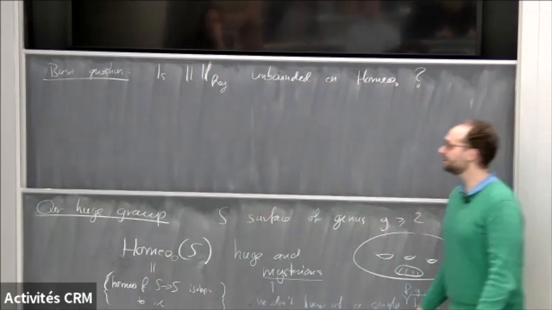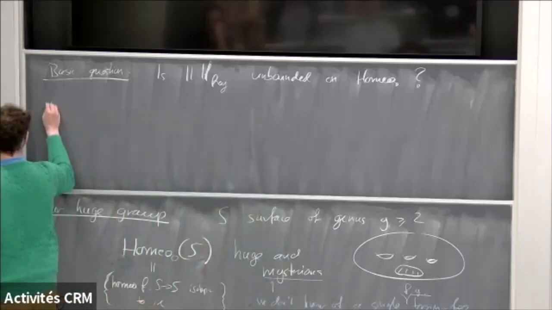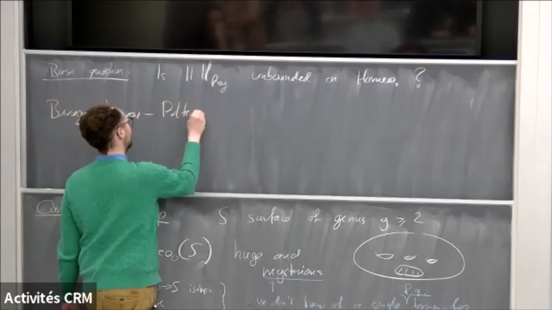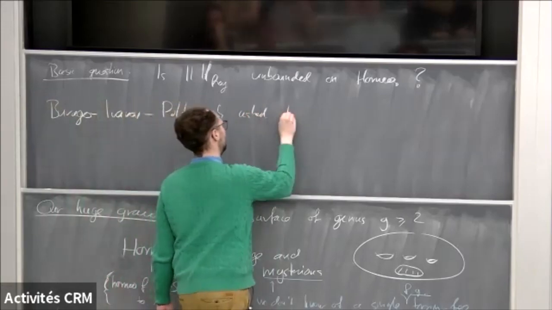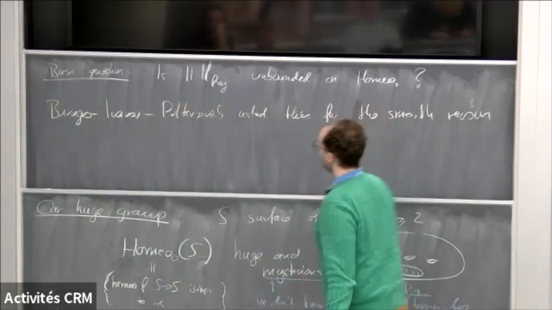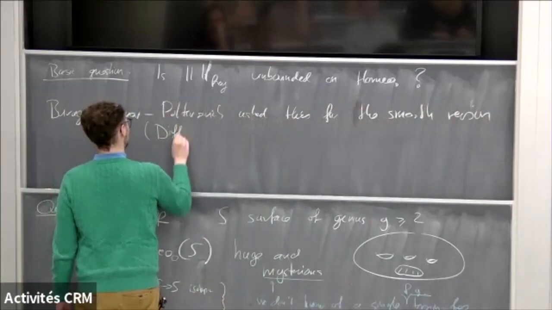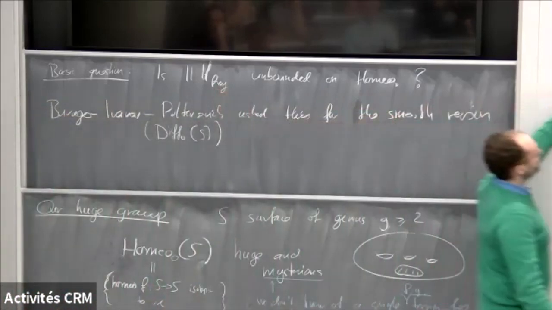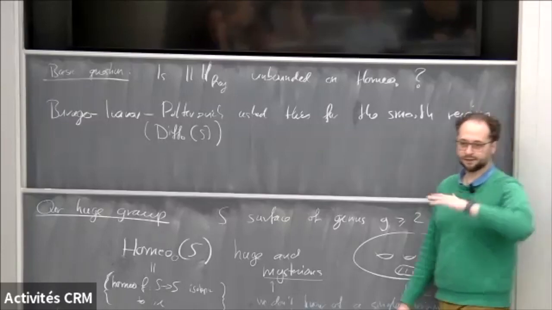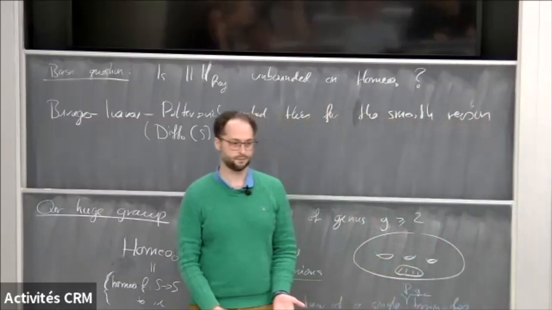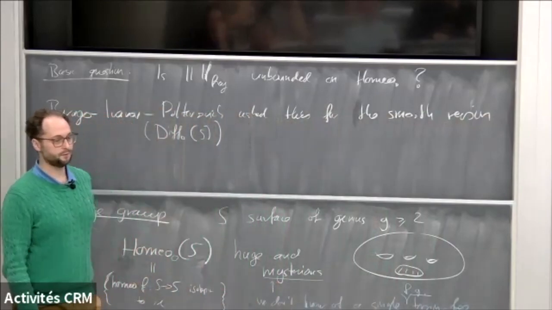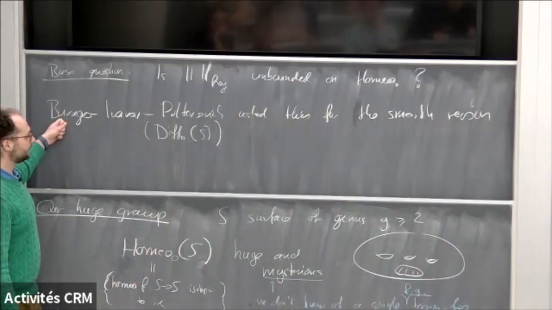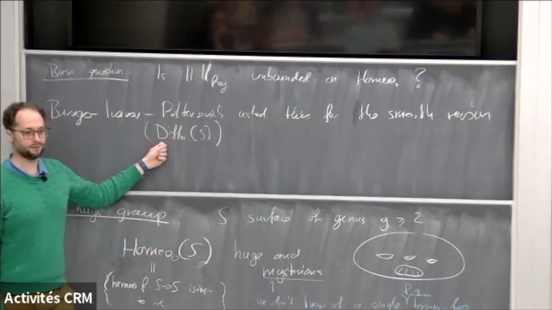So where did this question come from? This was actually asked by Burago, Ivanov, and Polterovich for the smooth version. So this is Diff_0 of a surface. And it's also true, though the proof is vastly different, that you can fragment isotopically trivial diffeomorphisms into diffeomorphisms supported on disks. So you have a natural norm on the diffeomorphism group. And Burago, Ivanov, Polterovich asked, well, for a surface, is the smooth one bounded or unbounded?